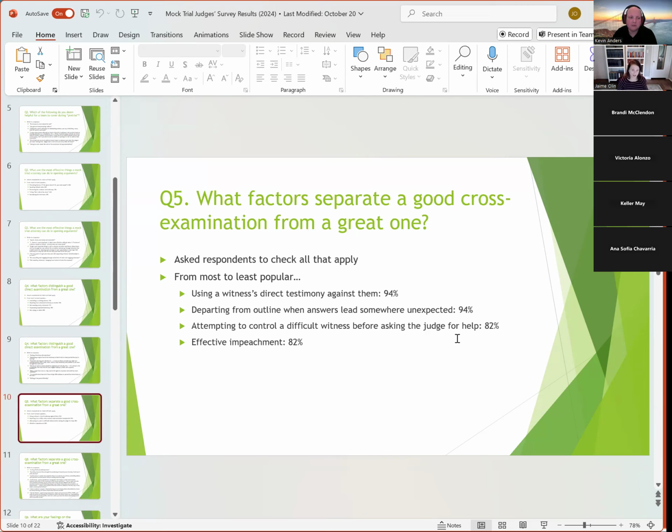And that's very effective. And then the same thing we've talked about before: departing from your outline when the answers are going somewhere unexpected. You have to be able to pivot, to change tactics when things are going in places that you didn't expect, and think on the fly. And that is something that presiding judges are always looking for.